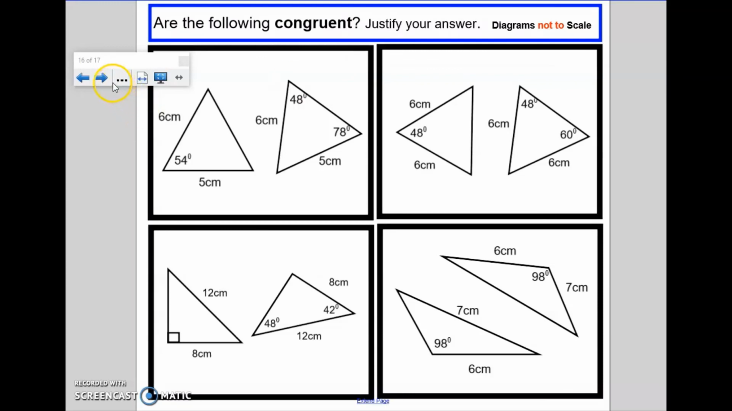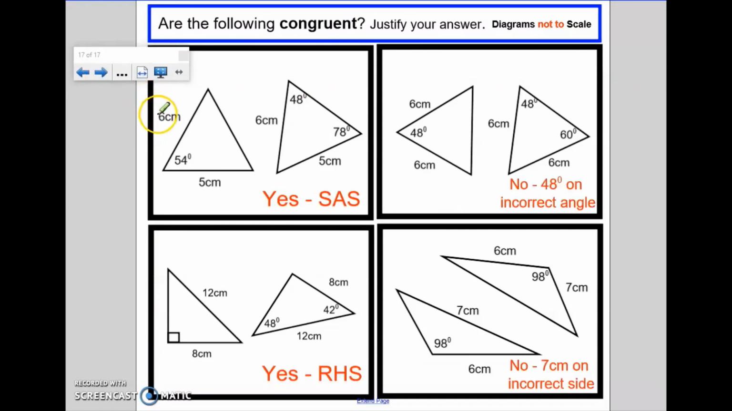Okay, welcome back. I'll talk you through my answers. So for the first question, we have 6, 54 degrees and 5 in that order, side, angle, side. And if we go over here, side, angle, side, with 6, a missing angle and 5, but using our knowledge of angle facts, angles having to add up to 180 degrees, I know that this angle must be 54, so side, angle, side, SAS proves congruency in question 1.